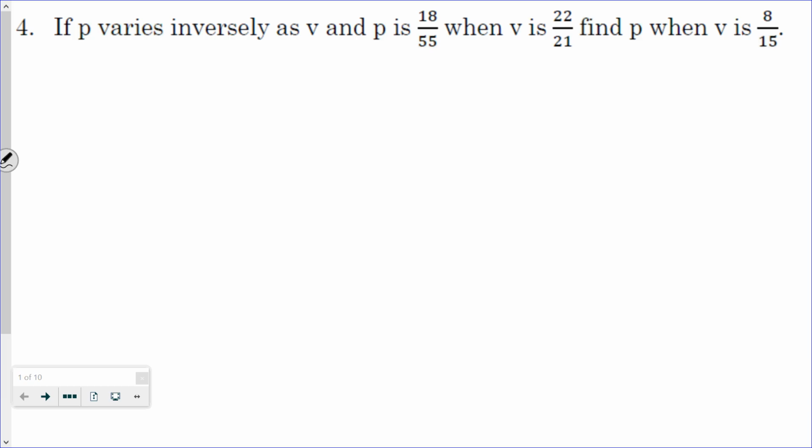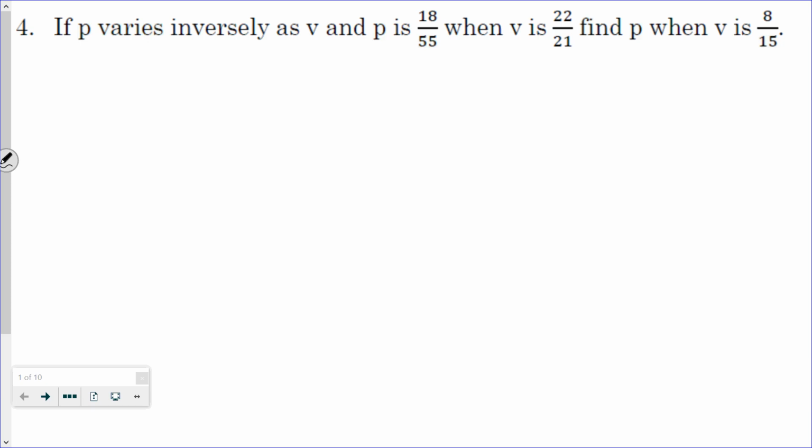All right, so I'm starting with problems on the homework. On number 4 on the homework, I'm told if P varies inversely as B and P is 18 over 55 when B is 22 over 21, I want to figure out what P is going to be when B is 8 over 15.